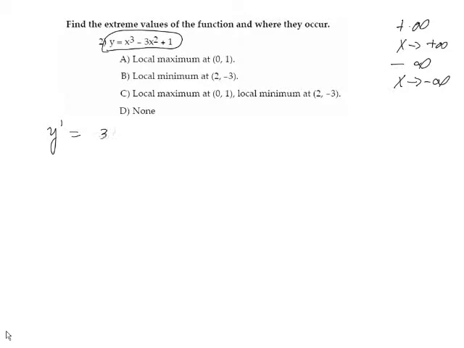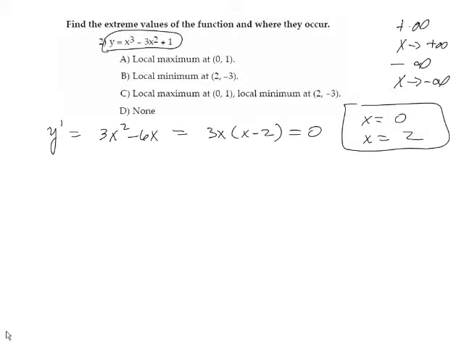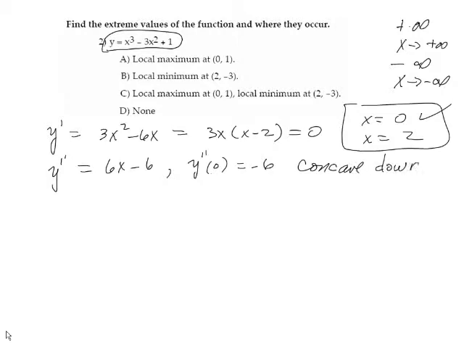First derivative is 3x squared minus 6x equals 3x times x minus 2. It equals 0 at x equals 0 and at x equals 2. Let's test these 2 points using the second derivative test. The second derivative is equal to 6x minus 6. So the second derivative at the first critical point is equal to minus 6, which means it's concave down, which means it's a local max.